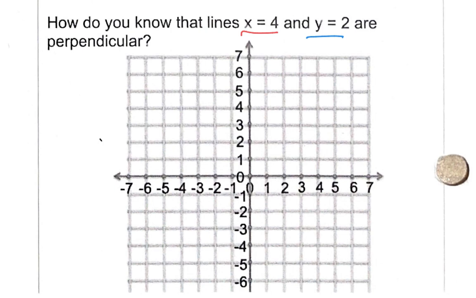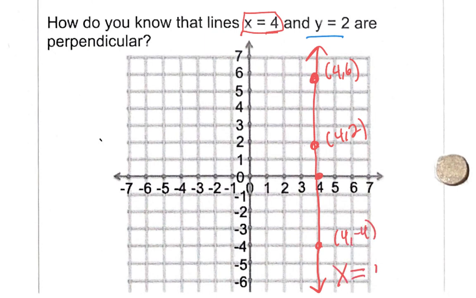So remember, the line x equals 4 has to pass through the x-axis at 4. Every point on this line has to have an x value of 4. So again, if you think about it, this would be the point (4, 6), this would be the point (4, 2), this would be the point (4, -4). So this is the equation x equals 4.